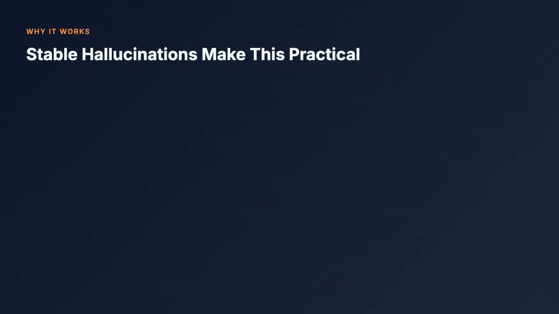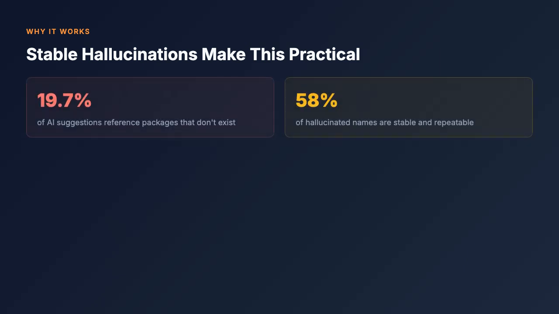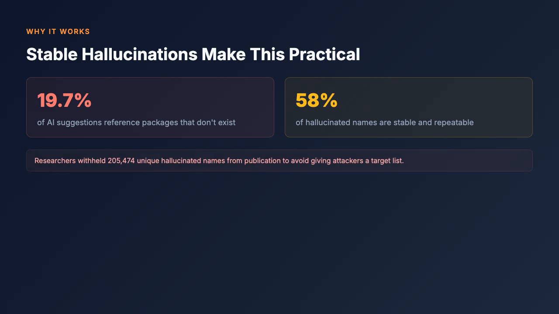Why do stable hallucinations make this attack practical? If every hallucination were random, slopsquatting would be impractical. But 58% of hallucinated names are stable and repeatable, appearing consistently across 10 identical runs of the same prompt. This means the AI produces the same fake package name for the same type of question across different sessions and sometimes across different models. An attacker runs a batch of coding prompts, filters for names that appear reliably, and registers exactly those names. The USENIX researchers withheld their list of over 205,000 hallucinated package names to avoid handing attackers a ready-made target list.